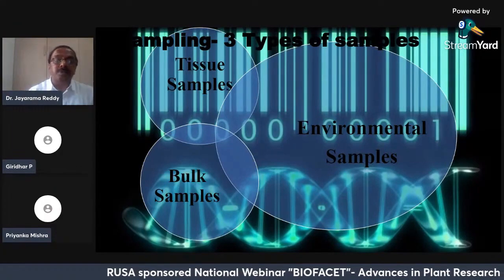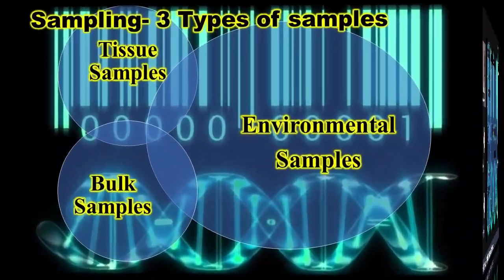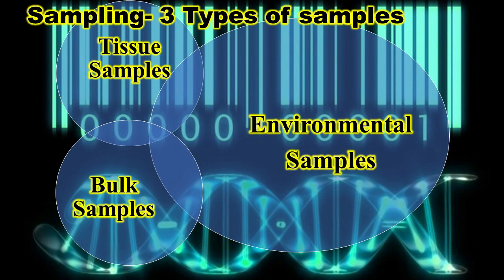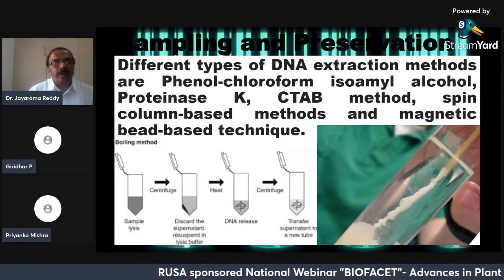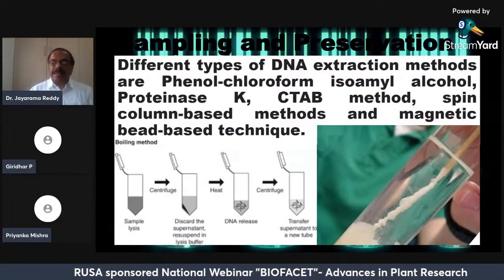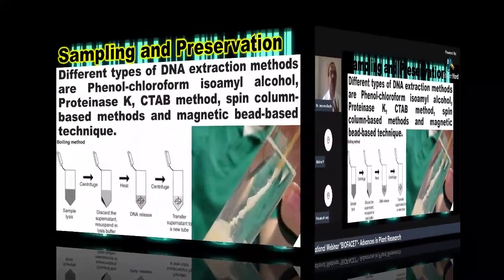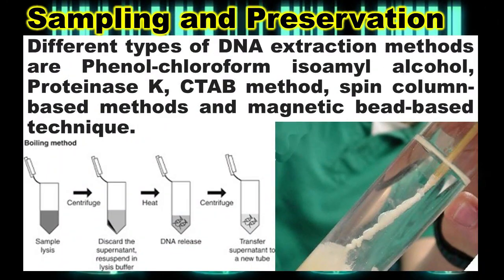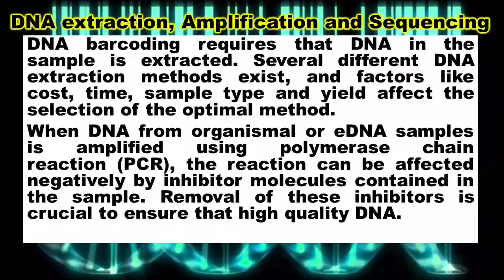So there are three types of sources that can be used as samples for plant DNA barcoding, or animal DNA barcoding, or DNA barcoding as such. After sampling, step number 2 is extraction of DNA. The third step of DNA barcoding is PCR.